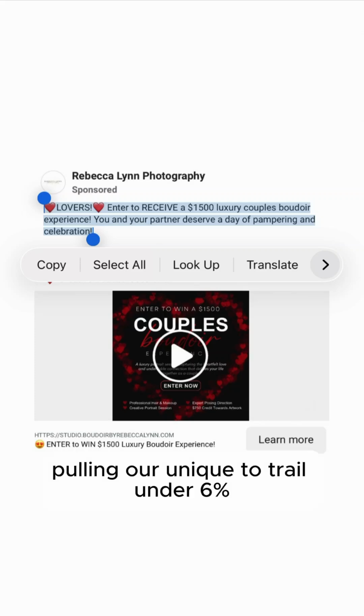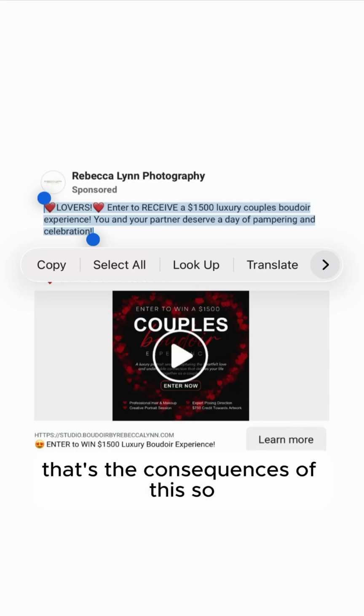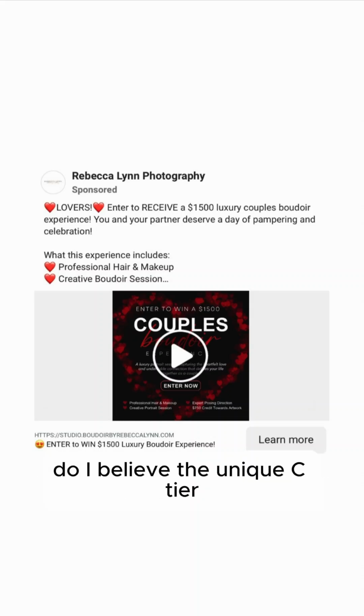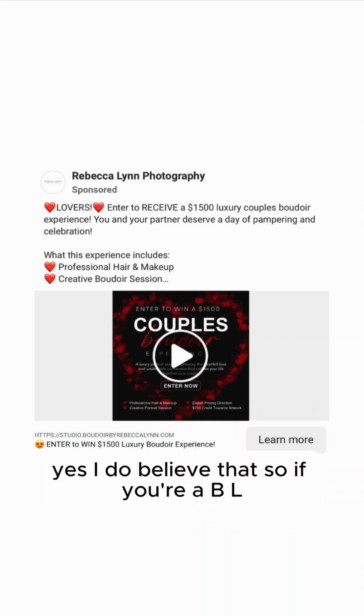Pulling our unique CTR under 6%, contributing to BLCS. That's the consequence of this. So after all that, do I believe this has BLCS, aka do I believe the unique CTR of this boudoir Facebook ad is under 6%? Yes, I do believe that.